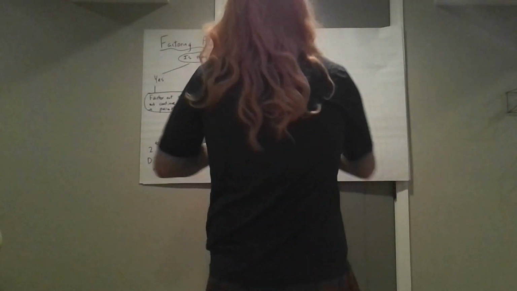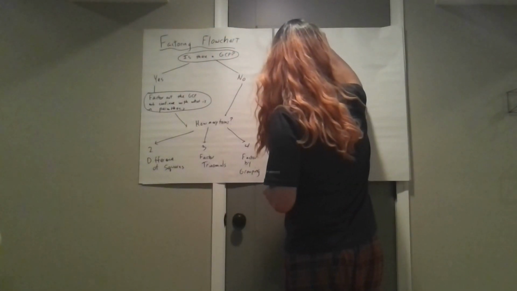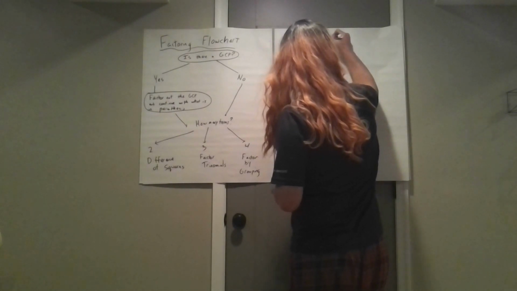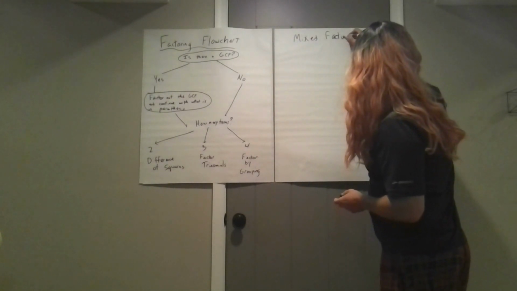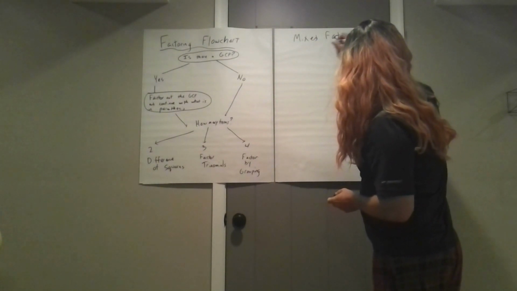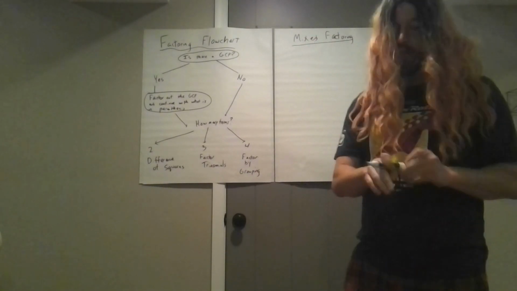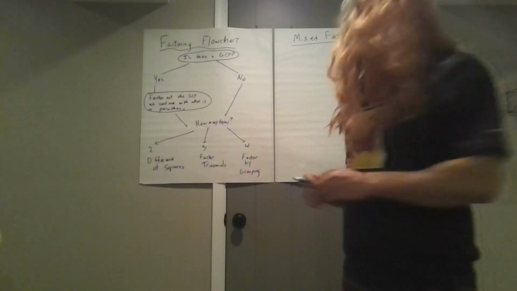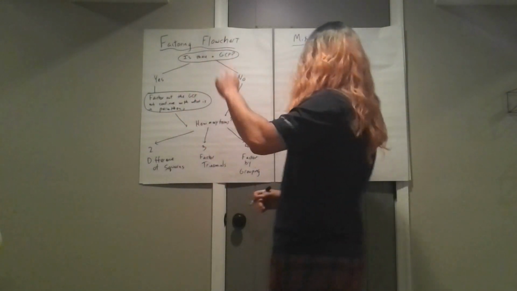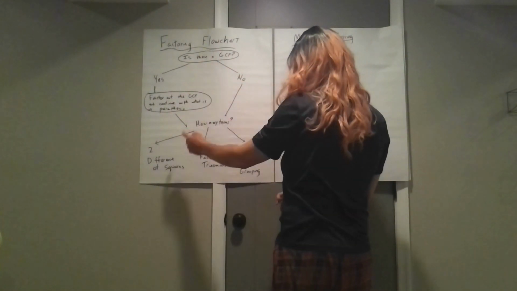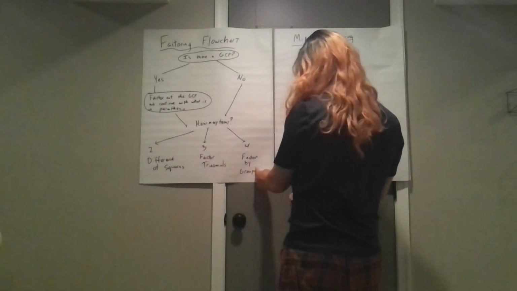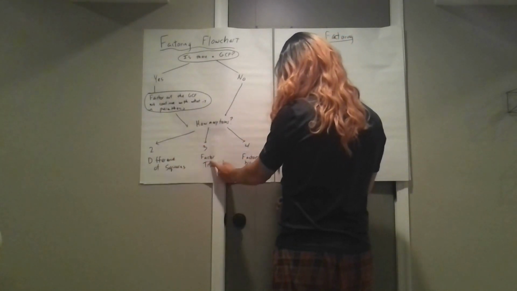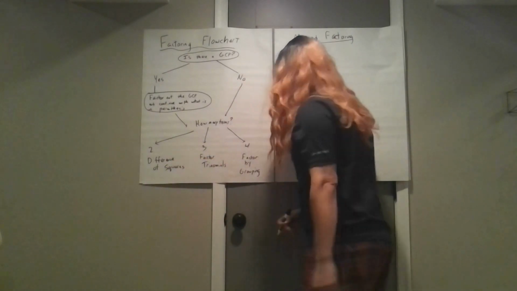All right, so basically, we have to figure out which of our factoring skills we're going to use. We have 4 of them: our greatest common factor, our factoring by grouping, our trinomials, and our difference of squares.